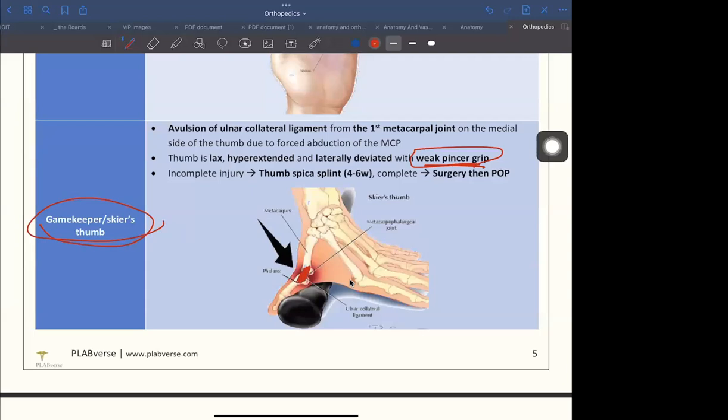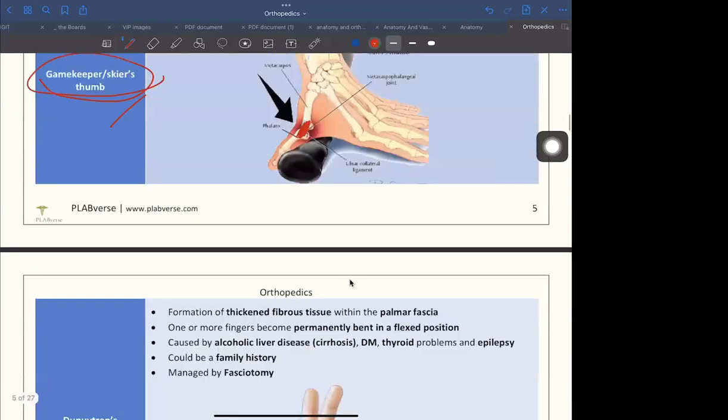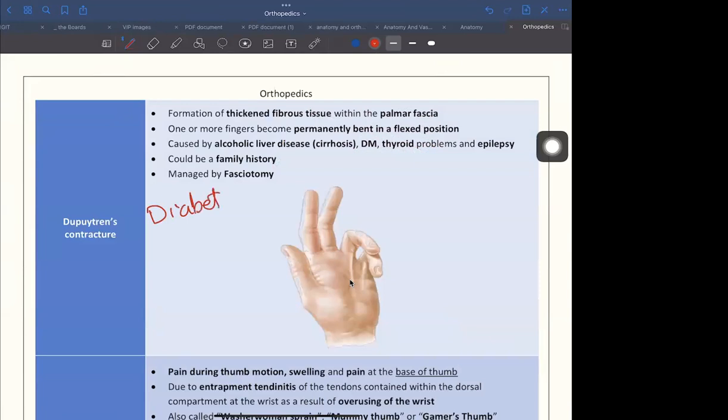There's something called Dupuytren's contracture. It happens in 3 patients. Number 1, diabetics. Number 2, alcoholics. Number 3, cirrhotics. Okay, diabetics, alcoholics, and cirrhotics.